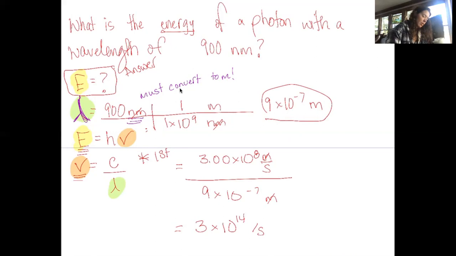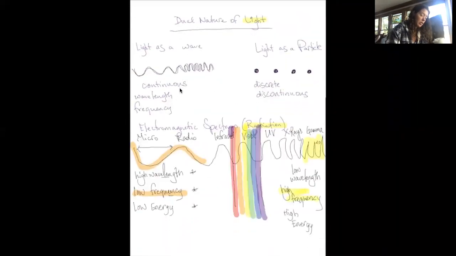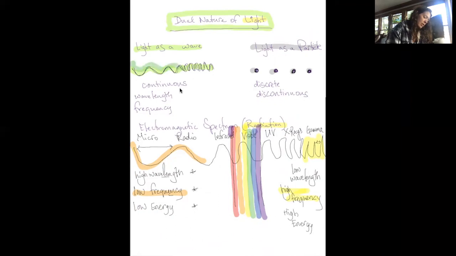Okay. So a lot of information there. There are 2 equations. And what we're doing is we just talked about the dual nature of light. We talked about light as a wave that is continuous. We talked about light as a particle. It is discontinuous. Light has wavelengths and frequencies and energies related to them.